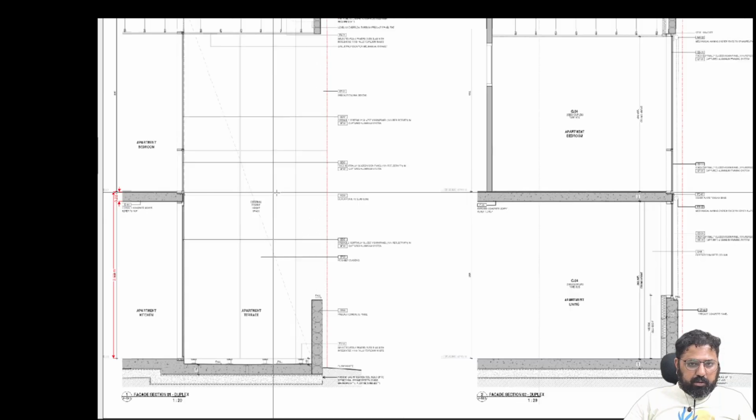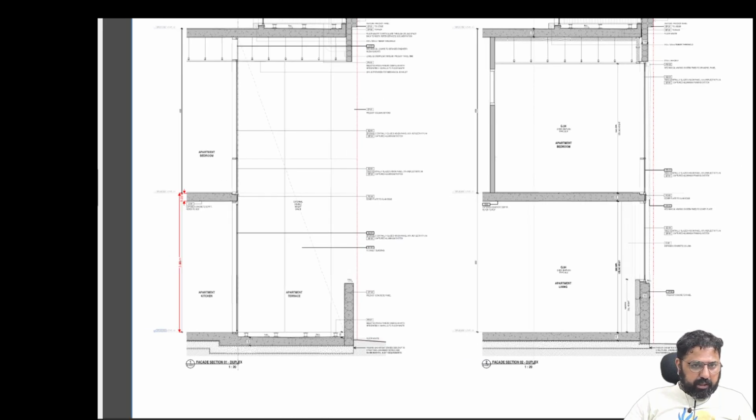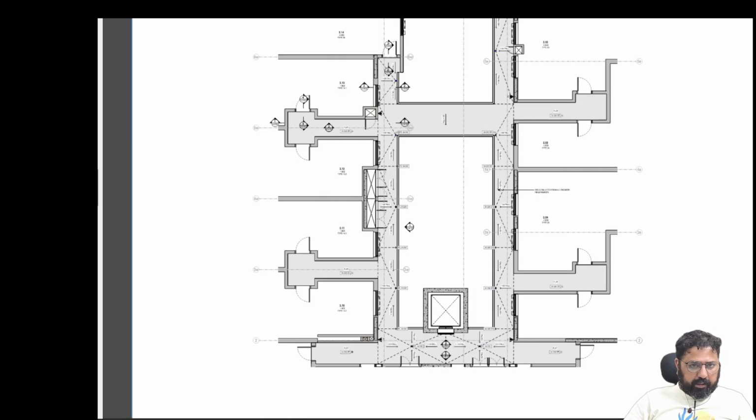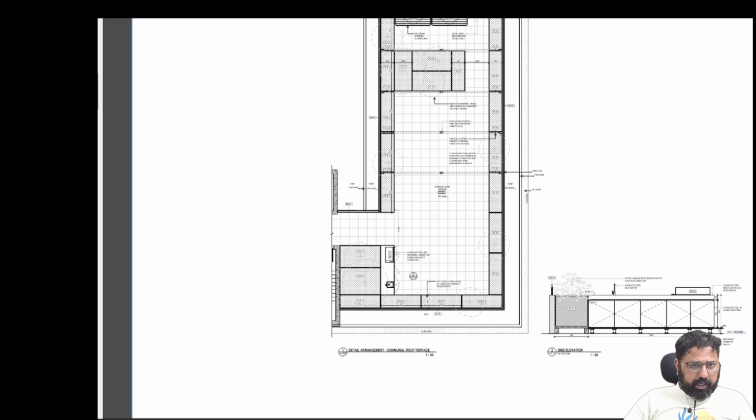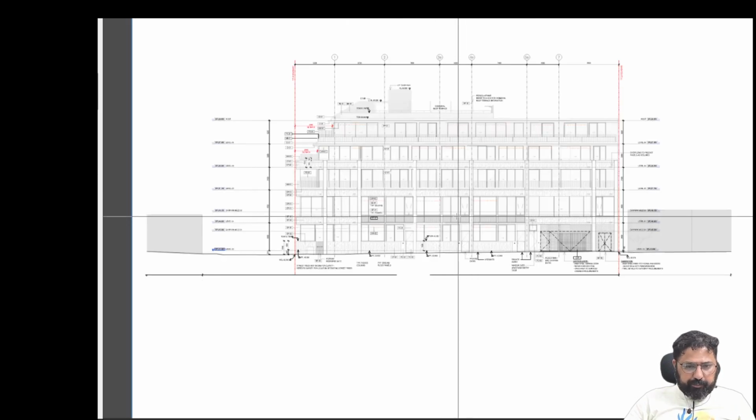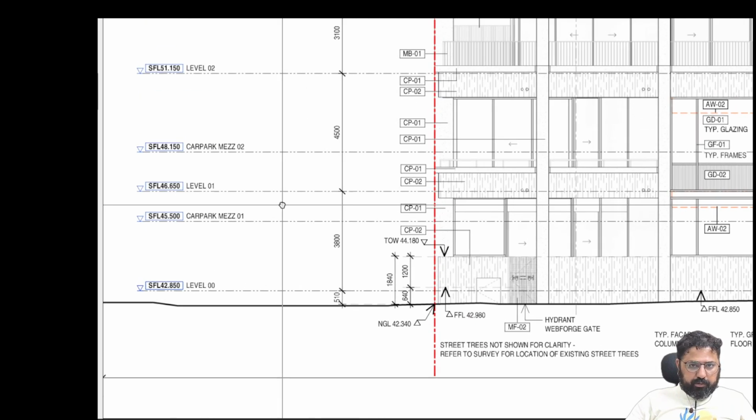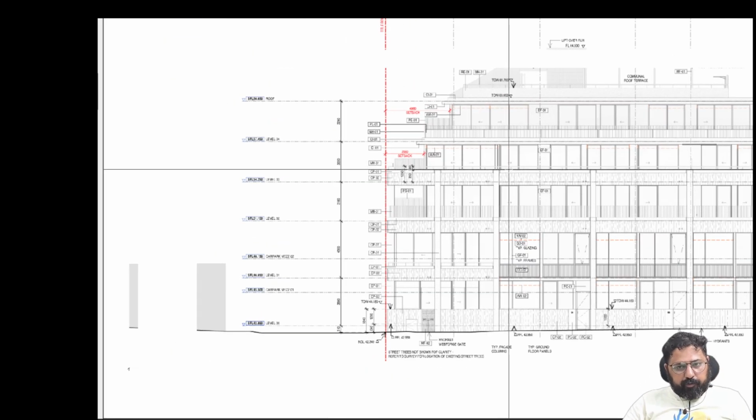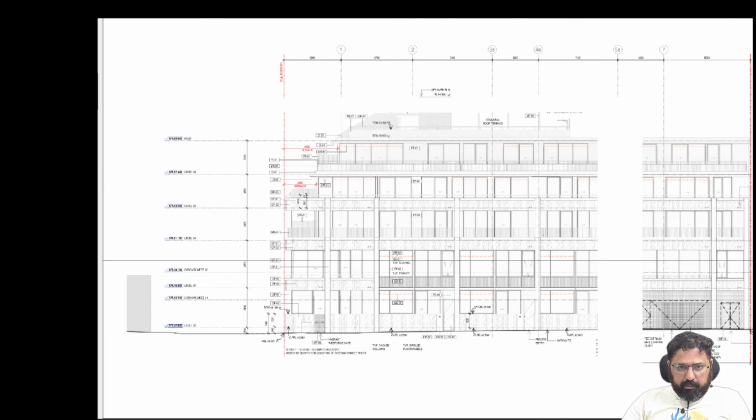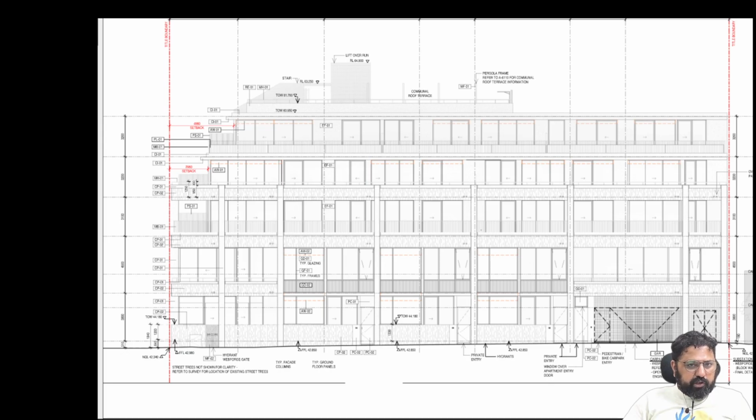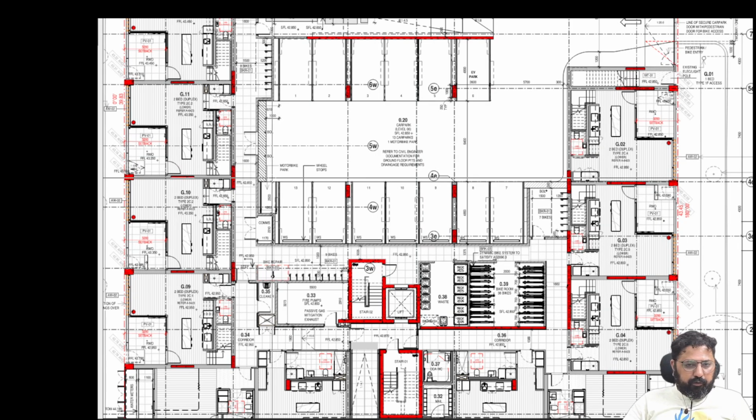In this you are watching a multi-storey building, and here is the elevation. In this elevation you can check: one, two, three, four, five. It's a five-story commercial building in which there are a lot of apartments on each floor.